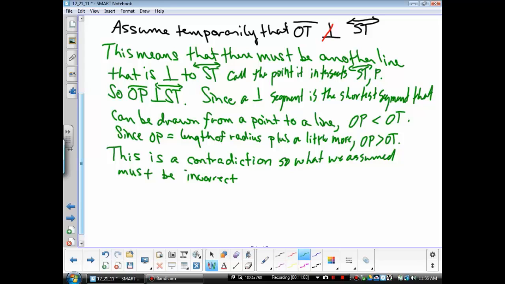That's not paying attention. Okay, what we assumed must be incorrect and instead the opposite is true. And the opposite of OT not perpendicular to ST would be, so OT is perpendicular to ST.